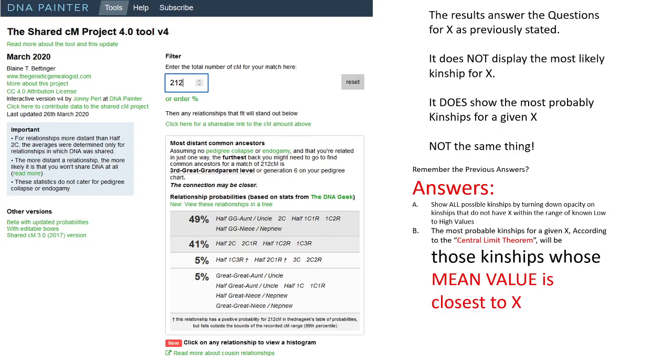Okay, so the answer to the questions were to show all the possible kinships by turning down the opacity, and then those kinships whose mean value is closest to X: 49%, 41%, 5%, and 5%. Now notice that in this 5% right here, 2 of these are 0. If you look right here, it says it's 0, and when we pop it up and look at them a little bit later, 0 and 0, well, that's not 5%. So why is it putting 5%? Is it an error? No, it's because it's not displaying information the way you think it is, or the way I thought it was.